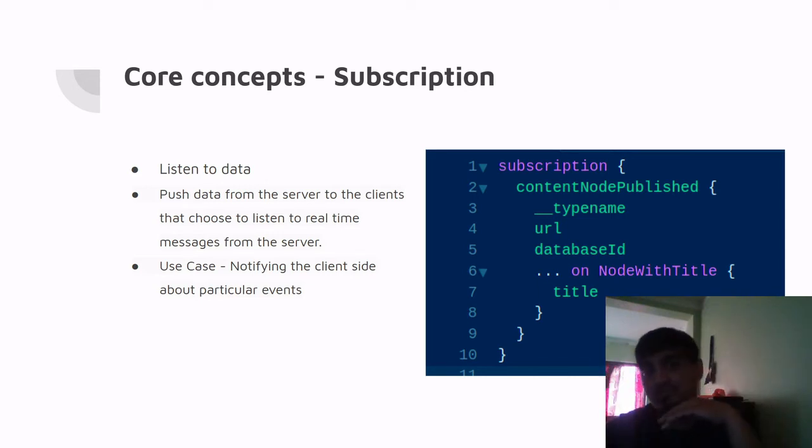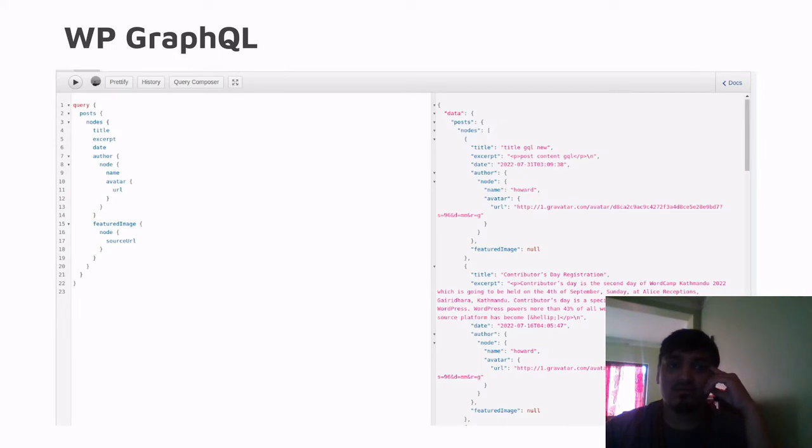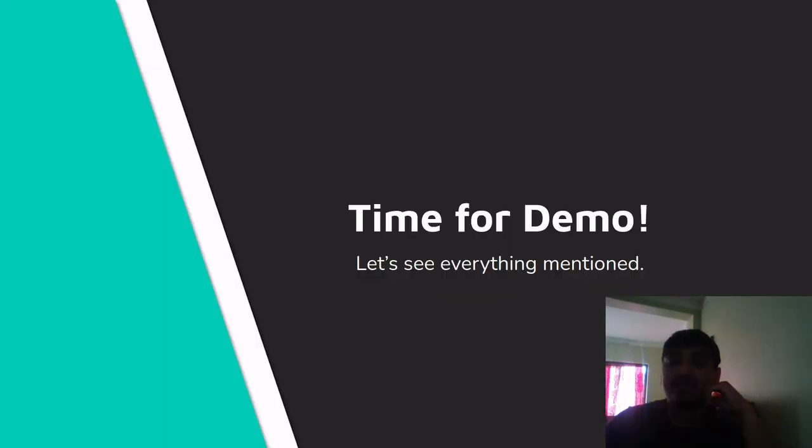But if you have the subscription, then the subscription has its own kind of transport protocol, and that will help you easily manage the notification thing, right? And this is how the WP GraphQL editor, the GraphQL editor and IDE, looks like.